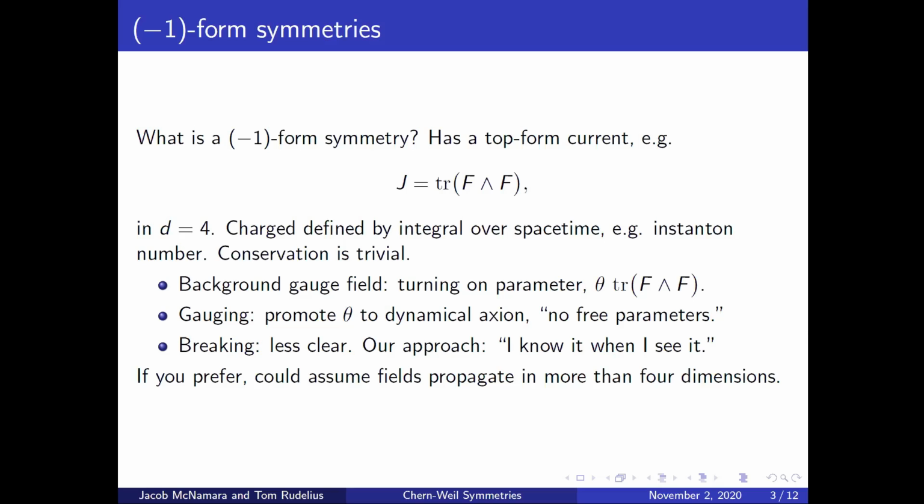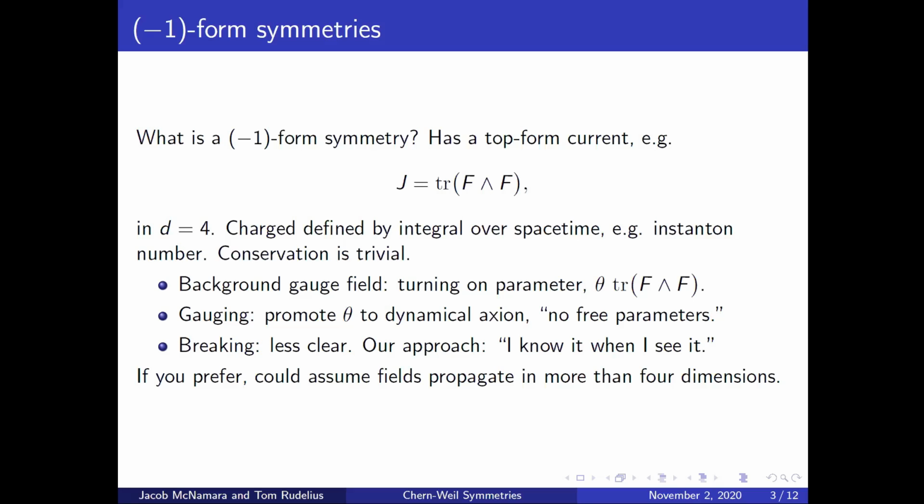And if this makes you less comfortable, we can also just always assume that we're talking about gauge fields propagating in more than 4 dimensions, and then say that, well, we then compactify to 4 dimensions. So that's one way to put all of this discussion on completely rigorous grounds. But I should say, I do think that there's a sense in which -1 form symmetries make sense, at least in quantum gravity. OK, so does anyone have any questions about what I've said so far?